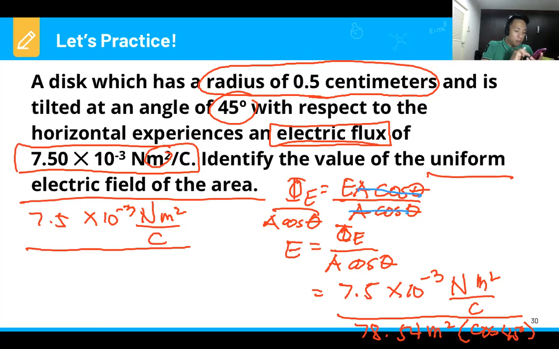78.54 times 0.5 is 55.54. Kasi marami siyang mga numbers. So, nag-round off na ako. Meter squared. Yan. So here, meron tayong nasa baba na meter squared, meron tayong meter squared sa taas. So we can cancel those two. So ang matitira na lang is N over C, which is the unit for electric field.